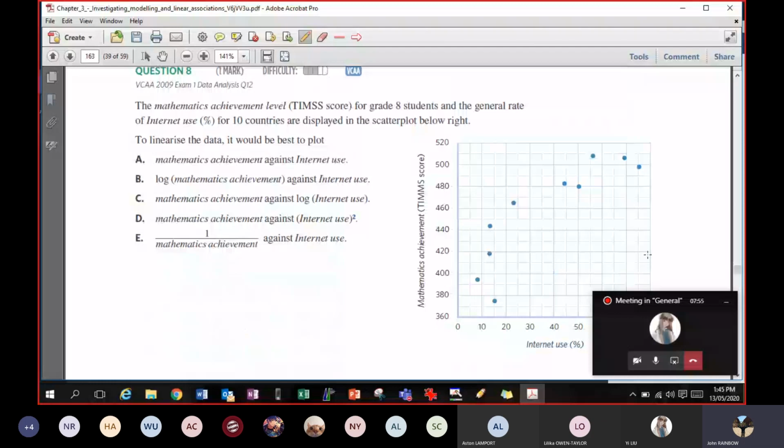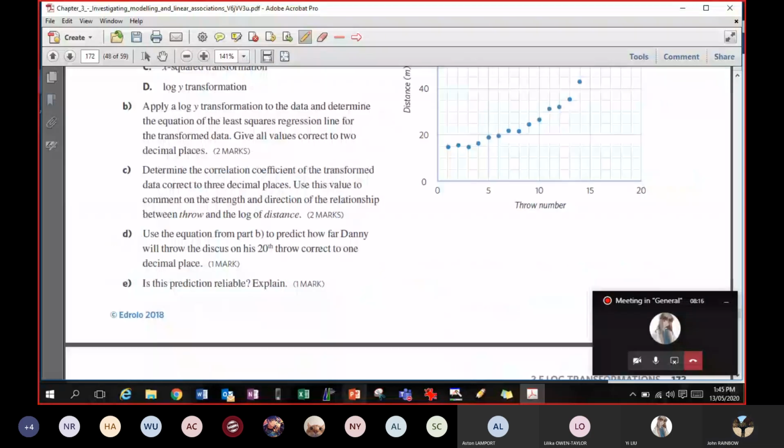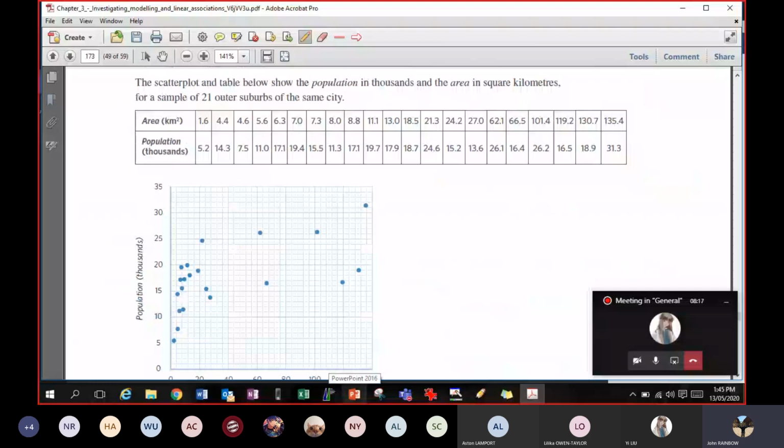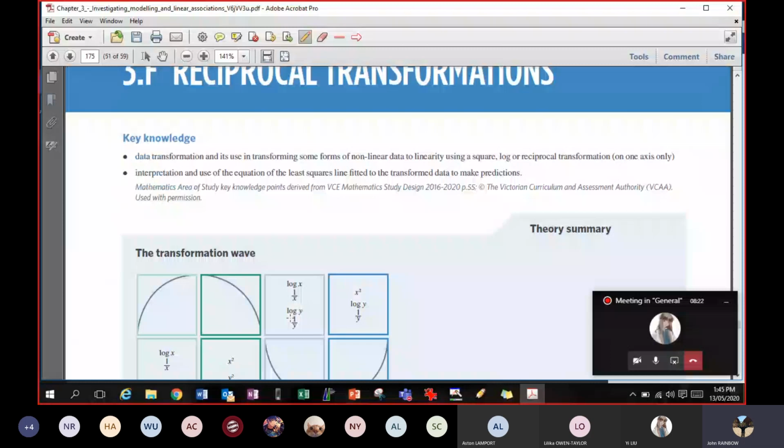Then we've got a log transformation. So we're talking about how we do log transformations, these ones. So if we transform this axis to a log, or the Y-axis to a log. And then we've got another transformation, reciprocal transformations. Reciprocal transformations is just 1 over X or 1 over Y. So we're looking at how we actually transfer.